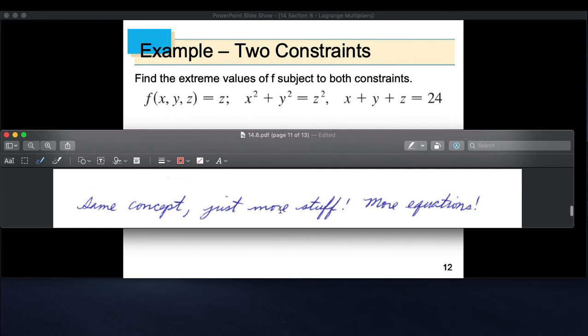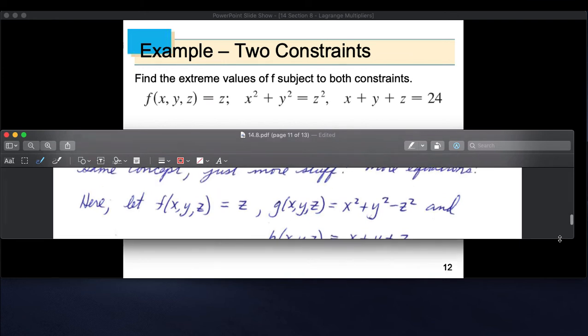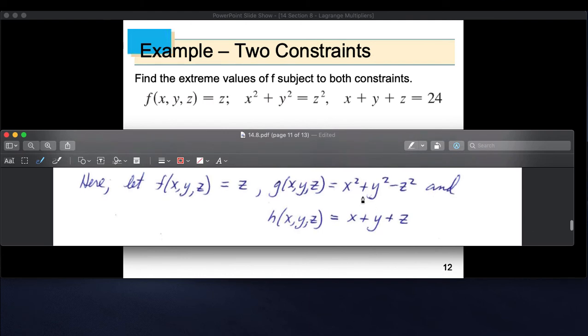But here, we're going to let f of x, y, z equals z, and it's going to be subject to the following constraints. The two constraints are going to be g is going to be x squared plus y squared minus z squared. And the reason that is, is because you need to subtract z squared over here to the other side, set it equal to some sort of constant, and that becomes our g. So that's why this last term here is negative. And this one is already equal to 24, this constant. So again, temporarily, we're going to ignore this constant, and we're going to let h be our other constraint, which is x plus y plus z.